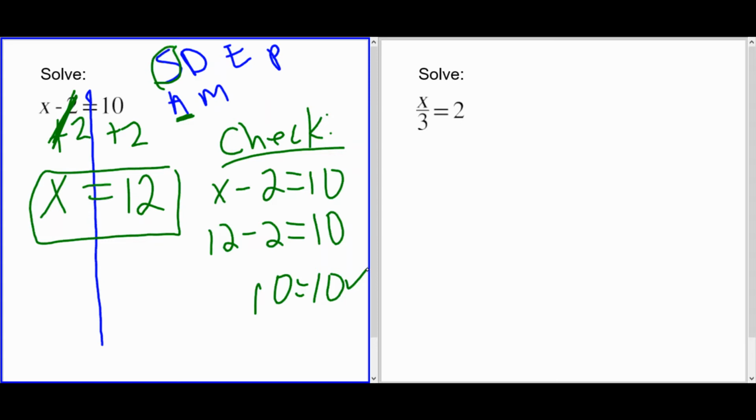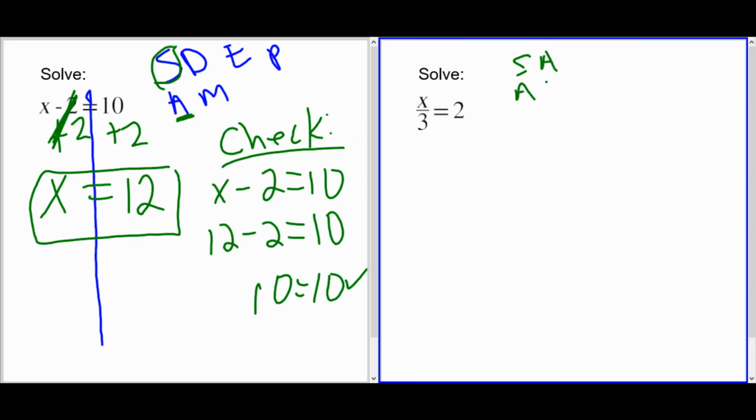Okay, the next problem, x divided by 3 equals 2. I'm going to set it up the same way. I'm going to write my SAD MEP out. I'm going to keep referring to this over and over again. Okay, so first in this problem, is there any addition or subtraction? So I have x divided by 3 equals 2. I don't see any addition or subtraction there. So I'm not using this column right now.